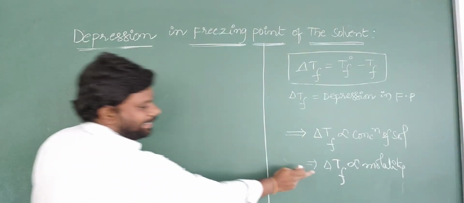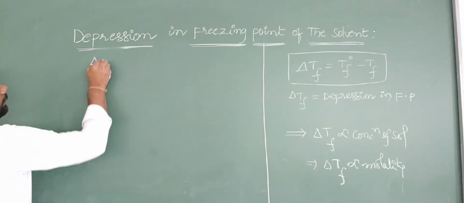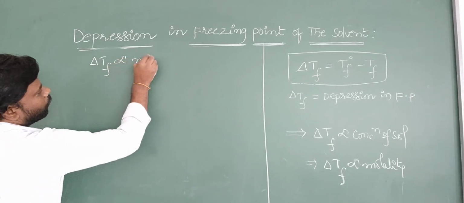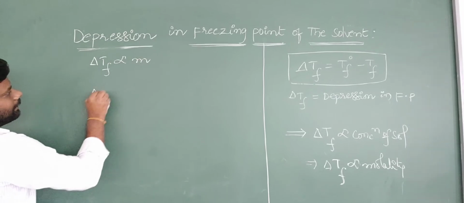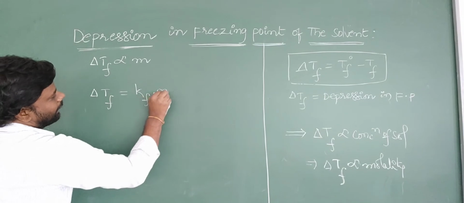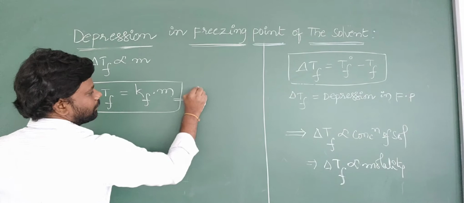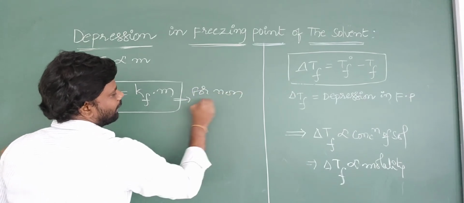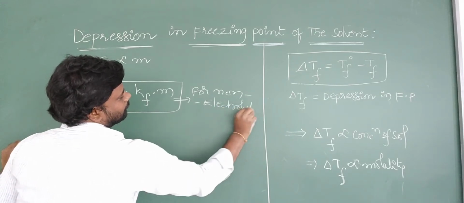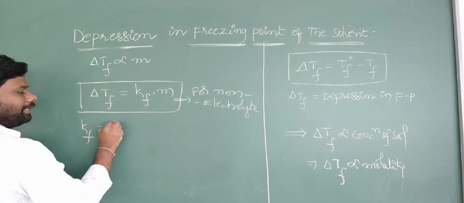Delta TF is directly proportional to small m, the molality. Delta TF is equal to Kf into m. This is for non-electrolytes. Here Kf is the proportionality constant.